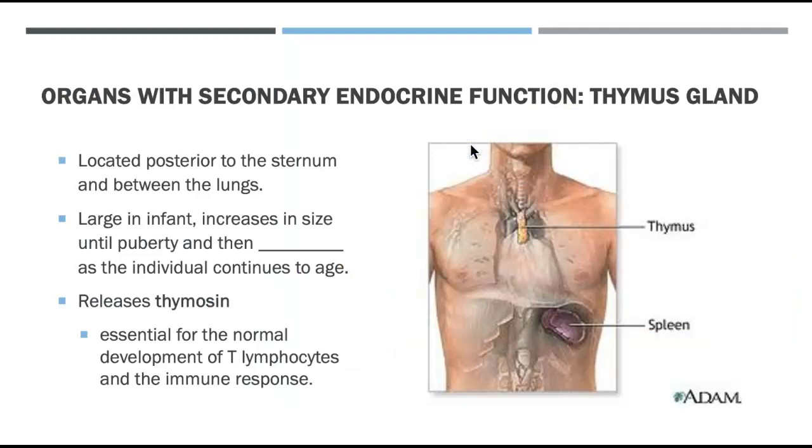Now let's talk about the thymus gland. This is located posterior to the sternum and between the lungs. We can see that it lays on top of the heart here, or I should say anterior to the heart. We see that the thymus is the largest in an infant, and it increases in size until puberty, and then we are going to see that it shrinks as an individual continues to age. This is because it releases a hormone known as thymosin, and thymosin is going to help us develop our T cells or our T lymphocytes for an immune response. As an infant and child, we really want to develop our immune system, but as we get older, that development of the T cells is present and we no longer need our thymosin to be secreted, so the thymus starts to atrophy or shrink.